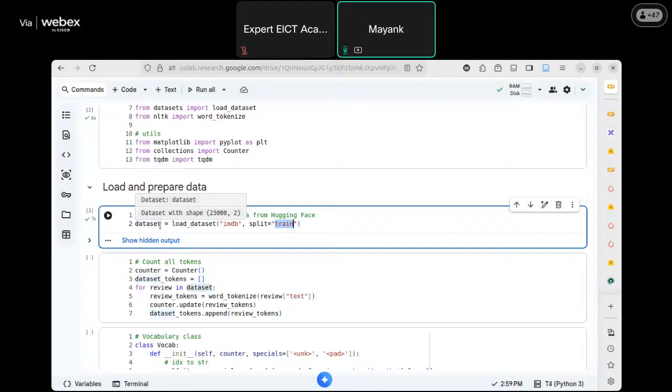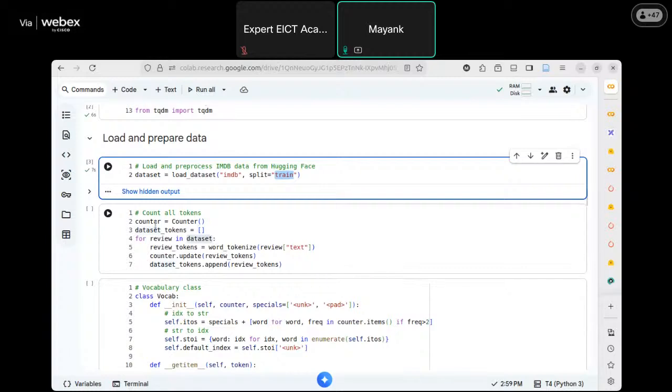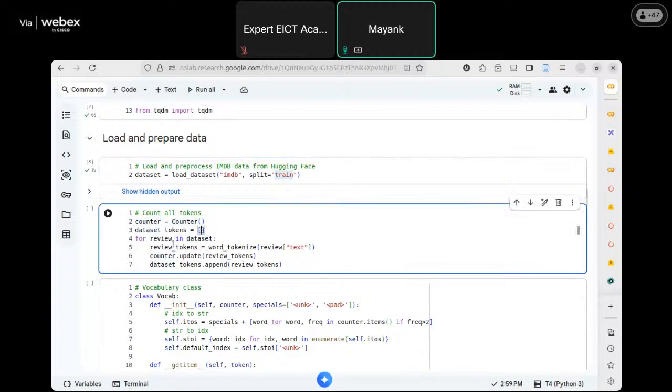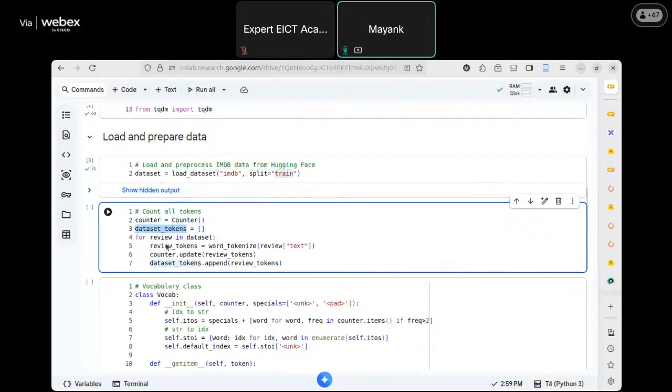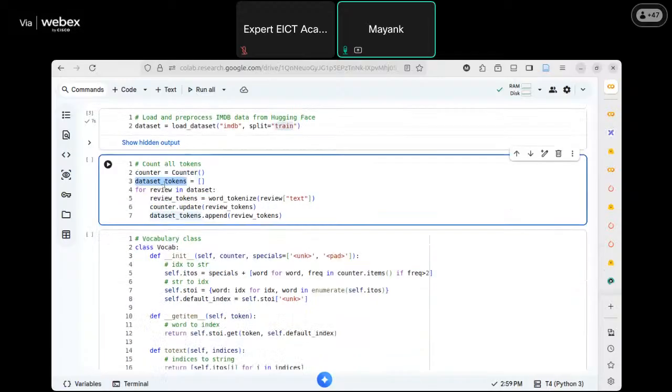वी आर नॉट इंटरेस्टेड इन वैलिडेशन बिकॉज हम लोग अभी सिर्फ लैंग्वेज मॉडल बिल्ड कर रहे हैं. तो लैंग्वेज मॉडल बिल्ड करने में वैलिडेशन की ज़रूरत नहीं है. Okay, so then we are going to use a counter to count all the tokens, and dataset tokens will be our list of all the unique tokens.